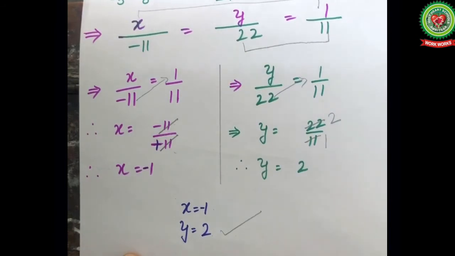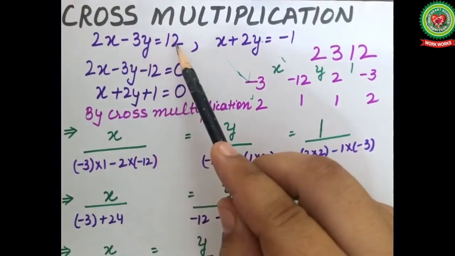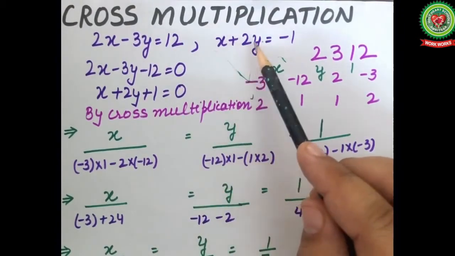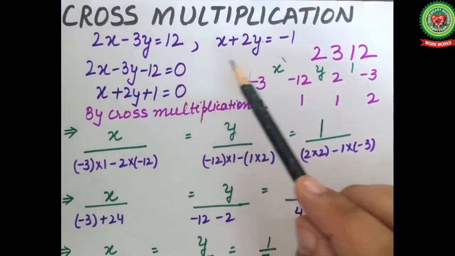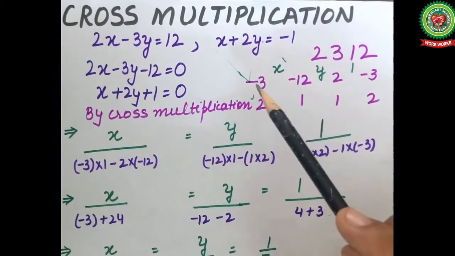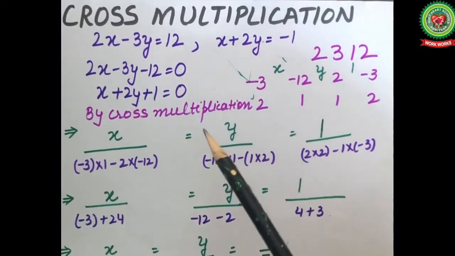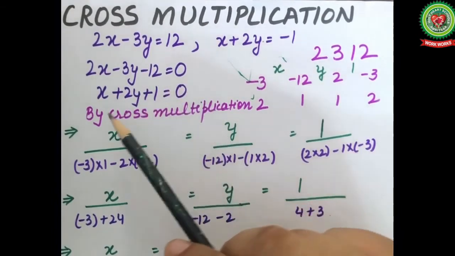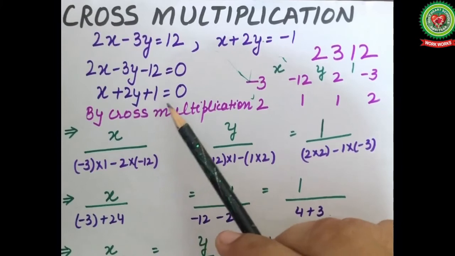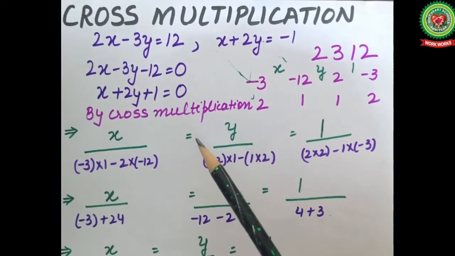Students, let us discuss one more example for the better understanding of this method. The second example is 2x minus 3y equal to 12 and x plus 2y equal to minus 1. Now students, in this sum 12 and minus 1 are on the right hand side. So our first step will be that we have to shift 12 and minus 1 to the left hand side. So on shifting, we get 2x minus 3y minus 12 is equal to 0 and x plus 2y plus 1 is equal to 0.